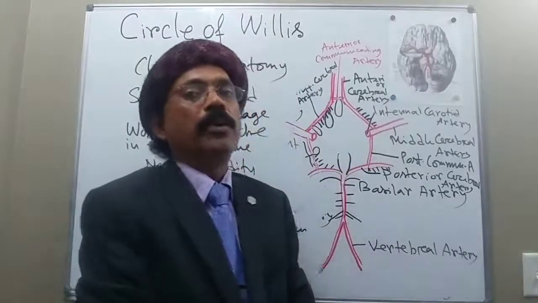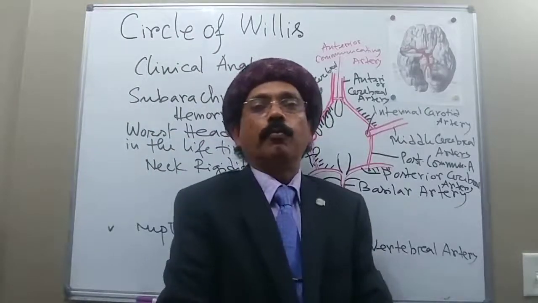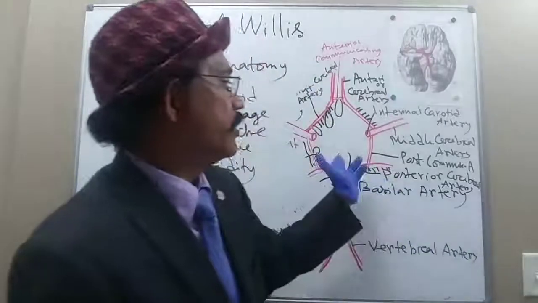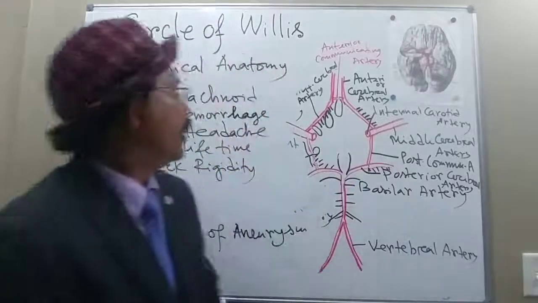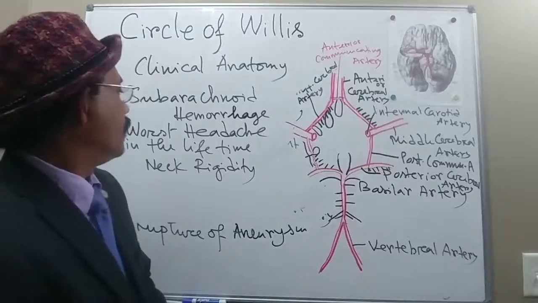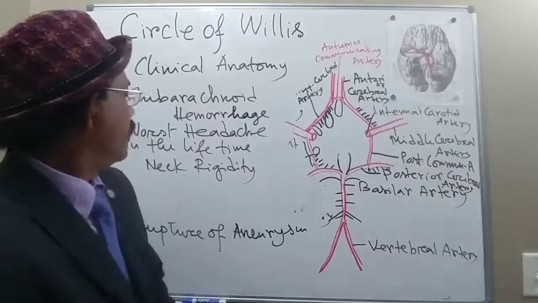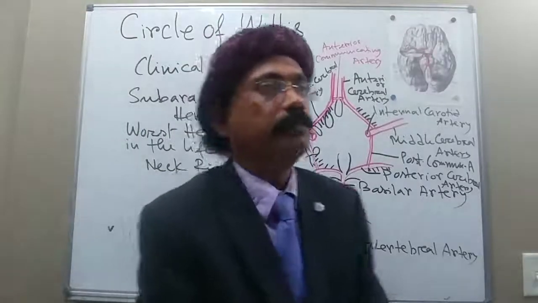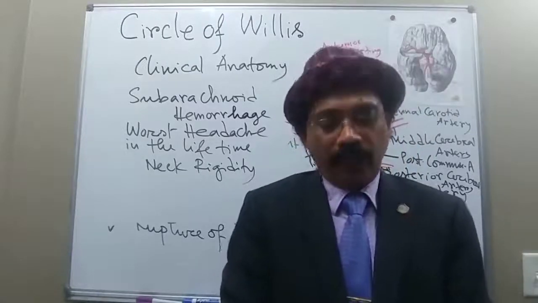Aneurysm may be part of a genetic disease, or polycystic kidney disease or polycystic lung disease. It may be a part of that, or it may be an isolated entity, or a complication of hypertension. So we may have subarachnoid hemorrhage and the worst headache in the lifetime of a person who had rupture of the aneurysm, and there may be neck rigidity, and the outcome is usually very bad. And that's all about the circle of Willis.